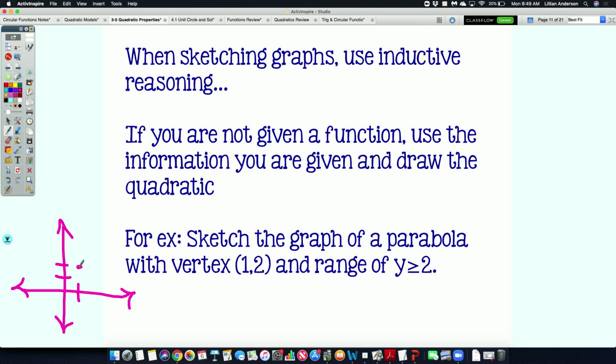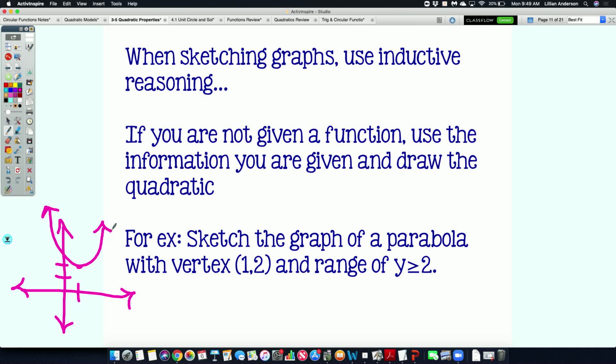Now if this is a quadratic, that means it can either open up or down. Which one is it for this? Is it up or down? And you know that because it's all the values that are greater than 2. So then there you go. You have your sketch. Yes?